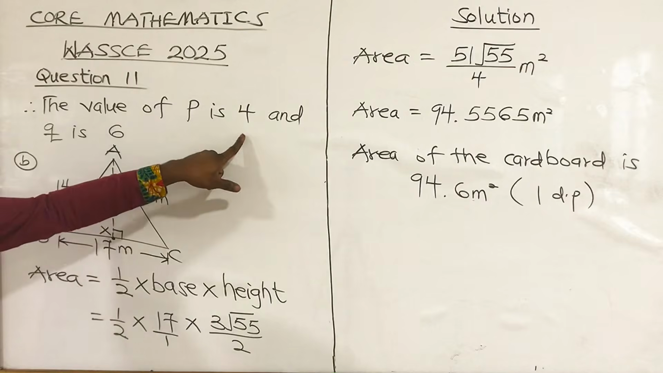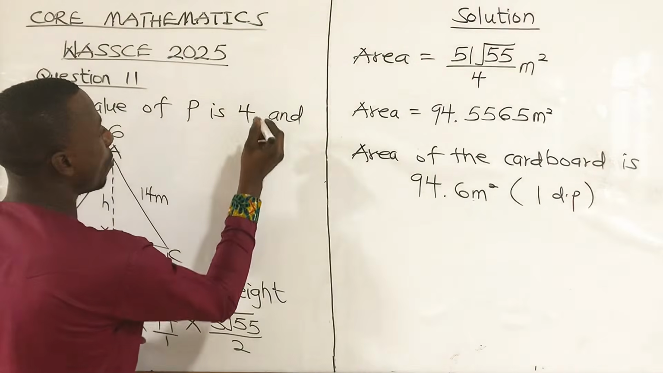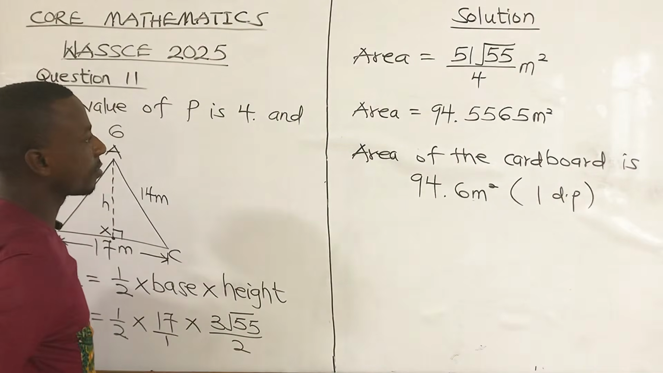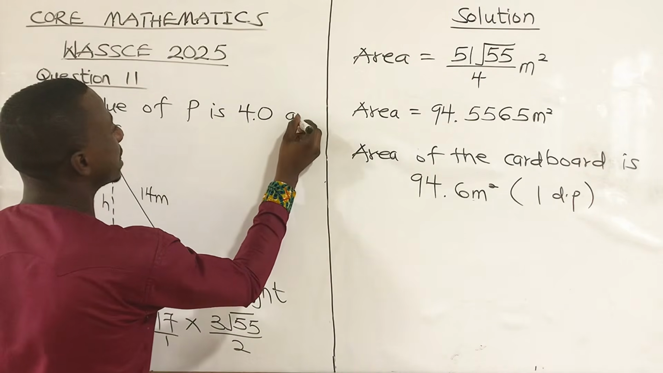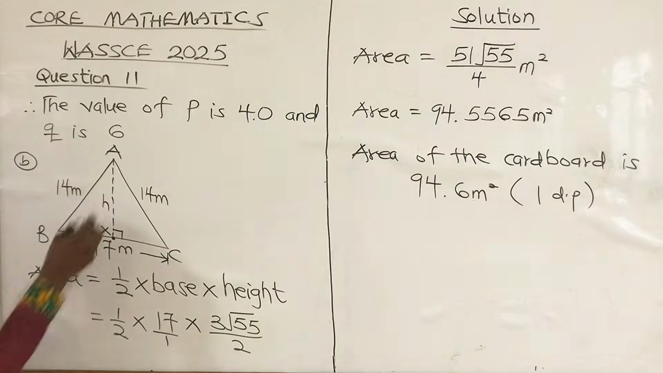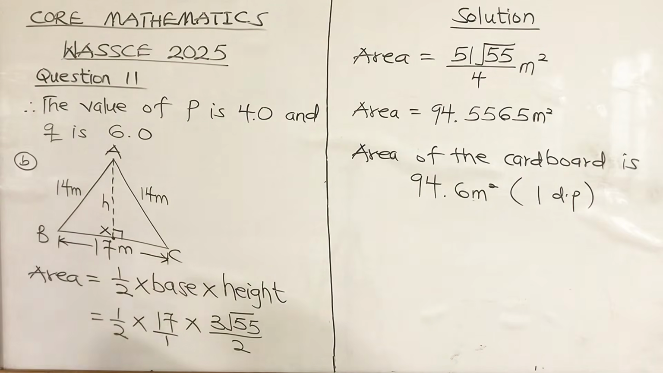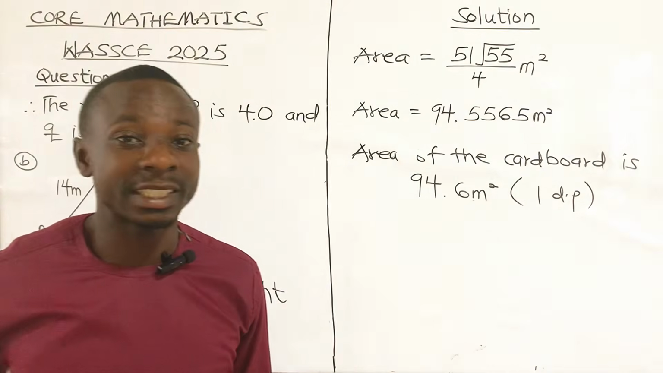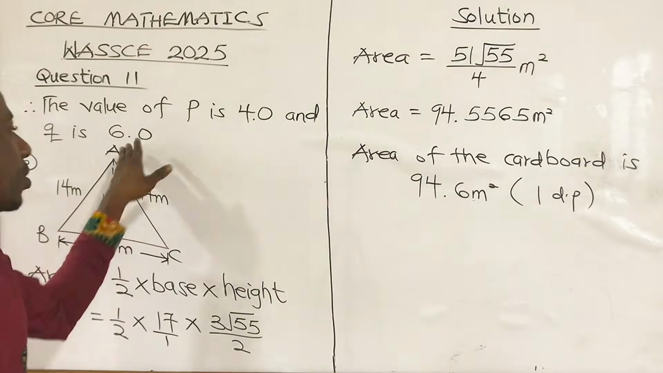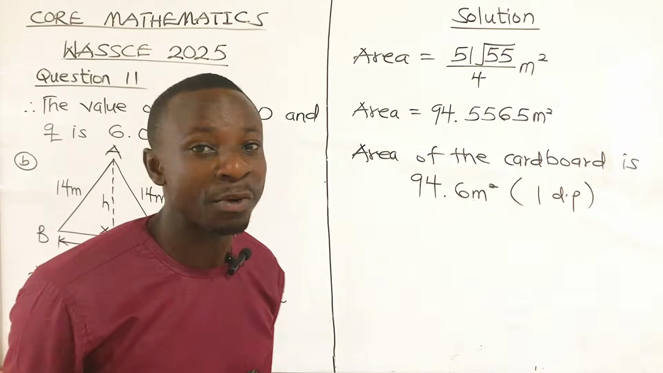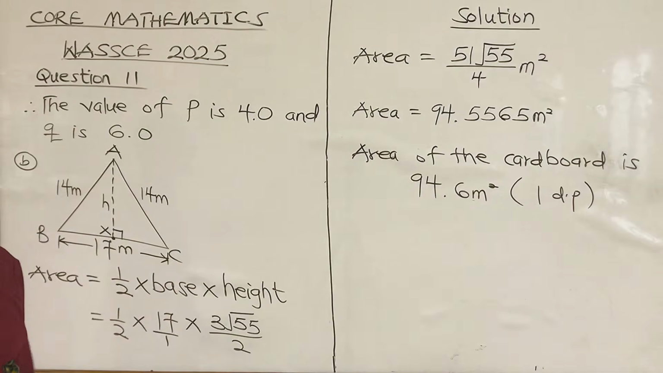The value of P will be 4.0, and the value of Q will also be 6.0, because the question said we are to correct to 1 decimal place. So each of them must be written with .0 because they are whole numbers.